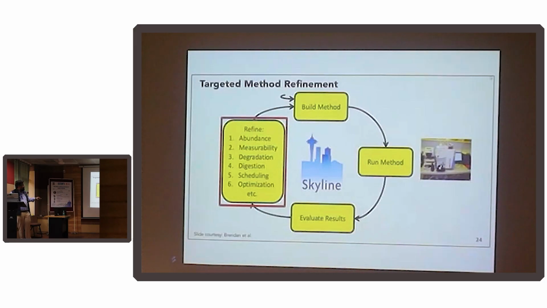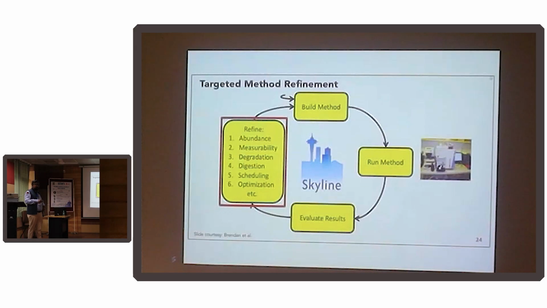Again, you have to make a number of refinements. What is the abundance? We discussed, right? Is your peptide or protein highly abundant or is it low abundant? What is the measurability? Can you measure the peptide? I mean, not all peptides will fly.